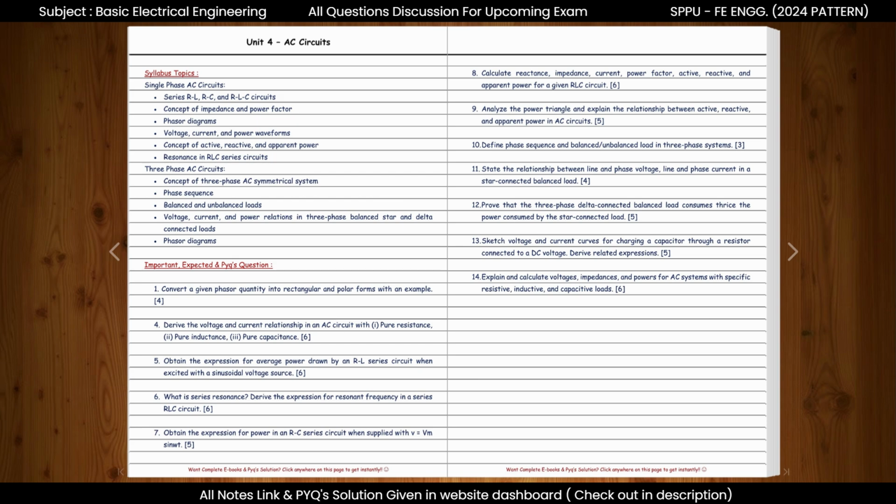Sketch voltage and current curves for charging a capacitor through a resistor connected to a DC voltage and derive related expressions. When a capacitor charges through a resistor, the voltage across the capacitor gradually increases and follows an exponential curve, while the current gradually decreases over time. This relationship is described by the equation V equals V0 times (1 minus e to the power minus t by RC).